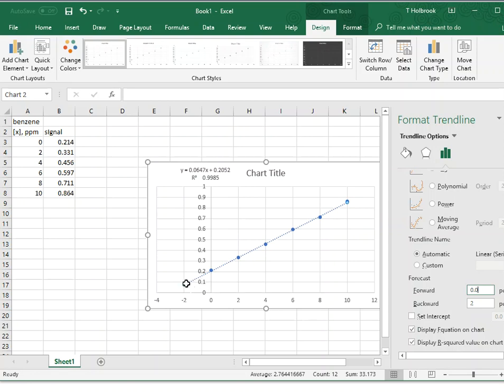Now it's extended that line even more. Notice it still hasn't crossed the 0 mark. It's still there. So I'm going to go up and I'm going to put a 3. That's extended the line even more. It still hasn't crossed yet. So let's put a 5 in.